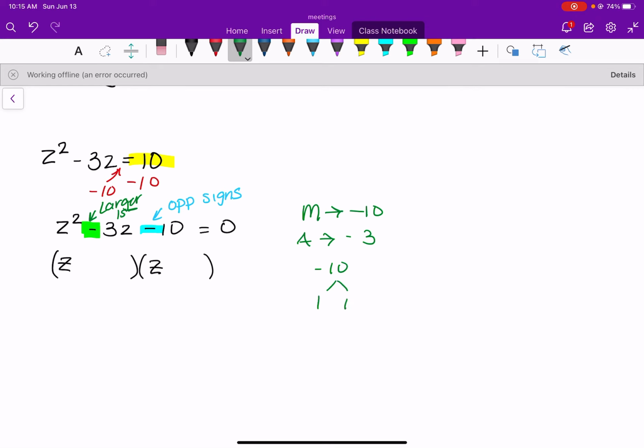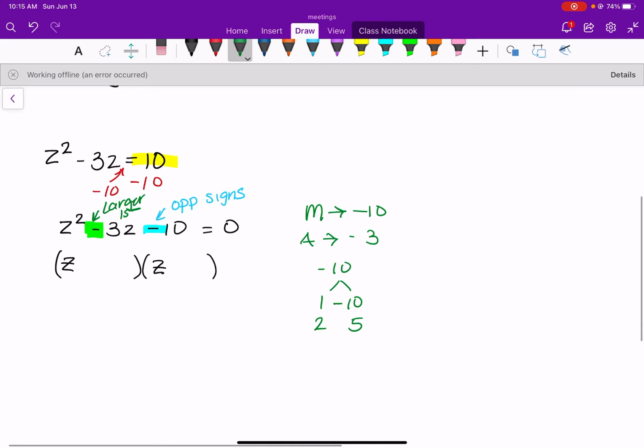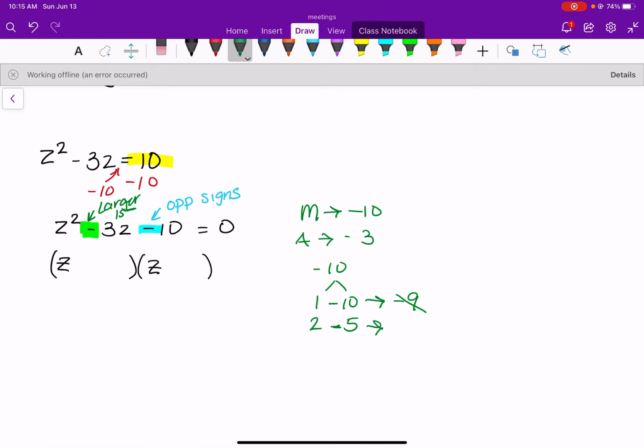So I've got 1 and 10, 2 and 5, and that is actually all the factors of 10. Remember, my larger number is going to be negative, so I'm going to have a negative 10 and a negative 5. And when I add those together, this first one's going to give us negative 9. That's not negative 3, so that didn't work. And then 2 minus 5. There's our negative 3, so there's our factors. So I'm going to put in plus 2 minus 5, still equal to 0.